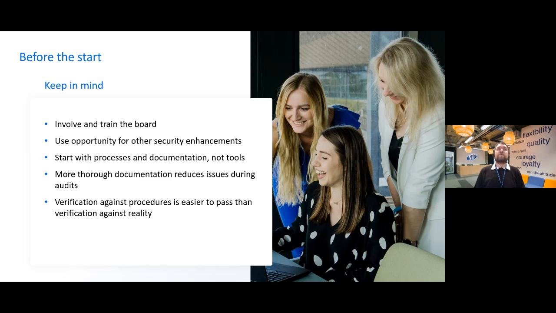The other thing that is very important, and this is something that I see many times in the companies we start cooperation with, is that it's not the proper order of the activities for the implementation. First, you should start from process and documentation, not from the tools. If you start from the tools, because, for example, some company sold you a great tool and said that, okay, with this tool you will be compliant.